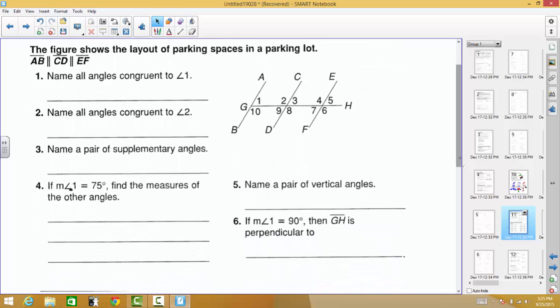So we're going to name all the angles congruent to 1. So 9, because those are those alternate interior, and then 9 to 3 is a vertical angle. 3 to 7 is an alternate interior. 7 to 5 is a vertical. Also, 5 to 3 is called a corresponding angle. 9 and 7 are called corresponding. So there's all these different words. But the answers are 1, 3, 5, 7, 9. So 2 matches up with all the even numbers.